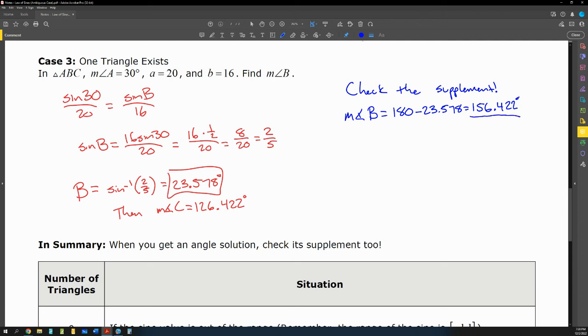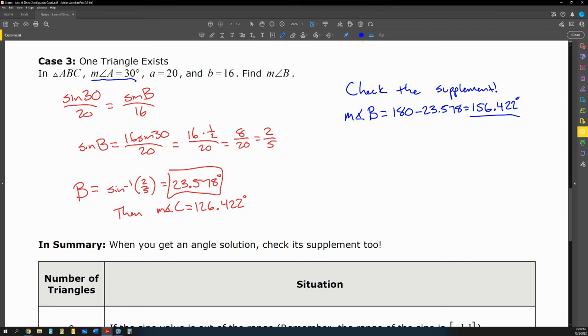I notice that we have 156.422, and I notice that we have 30 degrees from the measure of angle A. So if we were to add only those two angles, we would exceed 180. And we all know that triangles, the interior angle sum is 180 degrees, no more, no less. So this does not define a triangle, so therefore the measure of angle B cannot be 156 degrees.